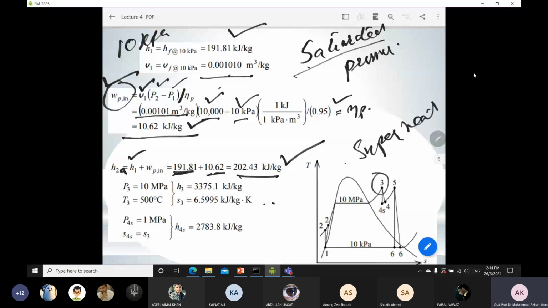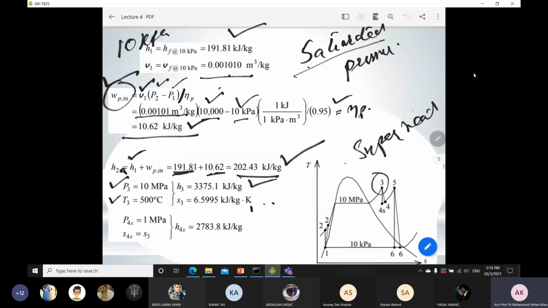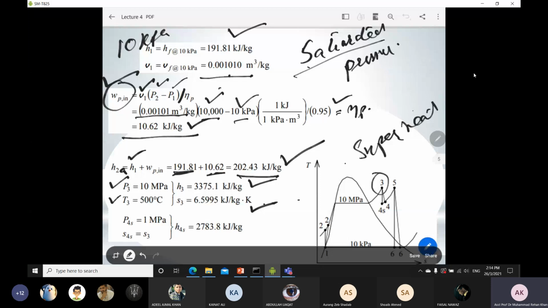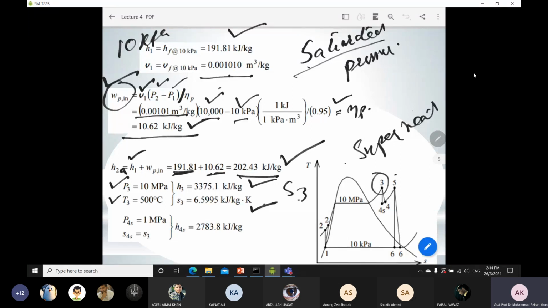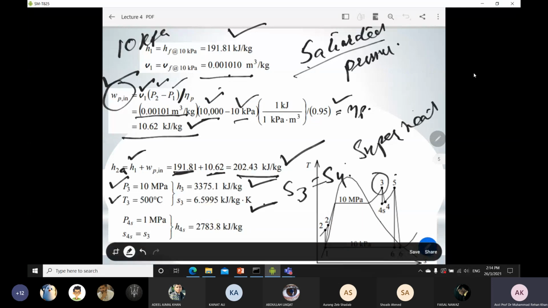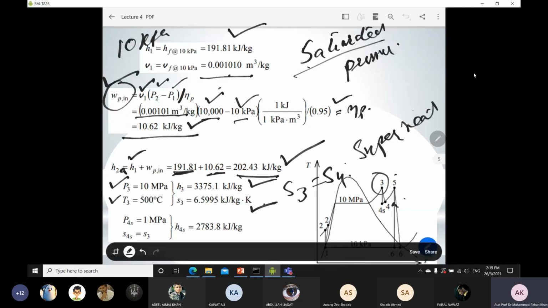For the superheated table, you need two values, either pressure or temperature. So you can easily find the value of enthalpy for state number 3 by using the table, and you can get the S3. Now, another important thing is that the process from 3 to 4 is isentropic, so S3 is equal to S4. It is an isentropic process for 4S, but for 4A, it is not an isentropic process. So we will see how to find 4A and 4S as well.